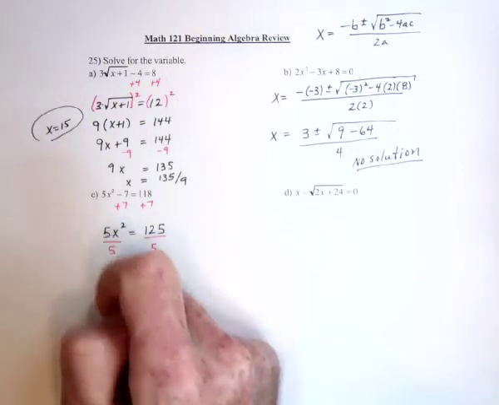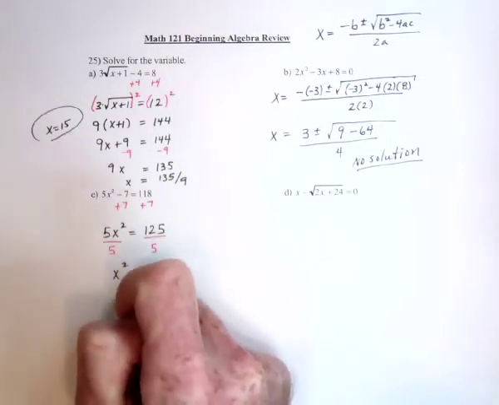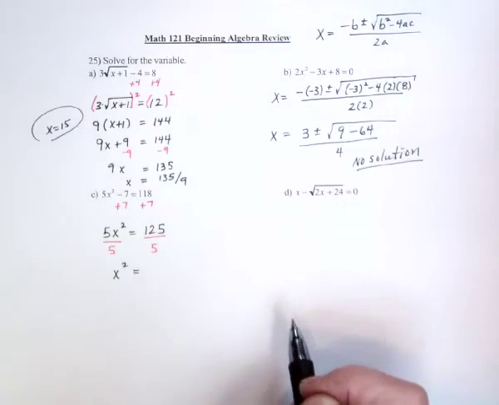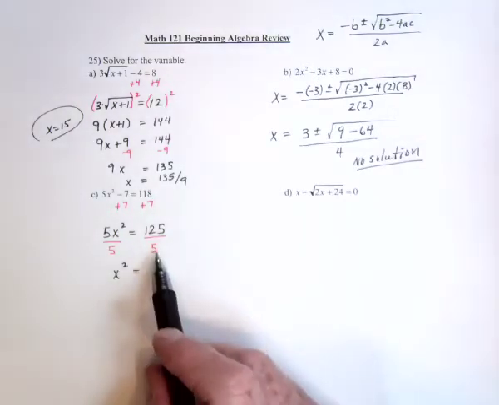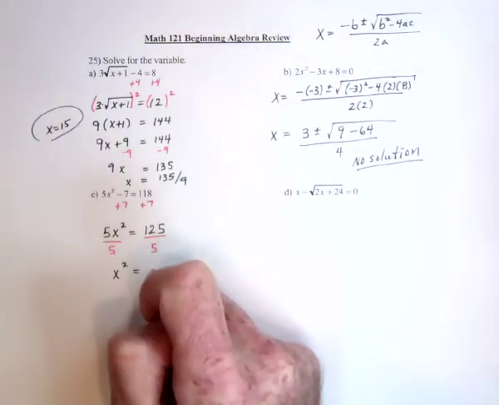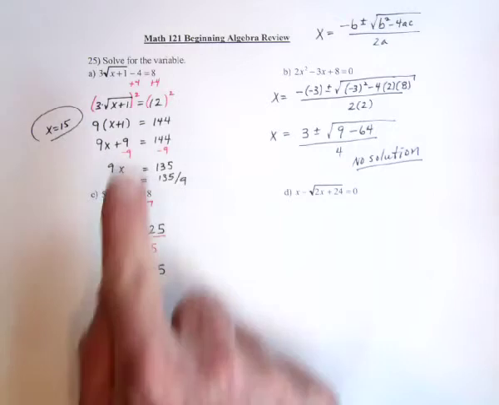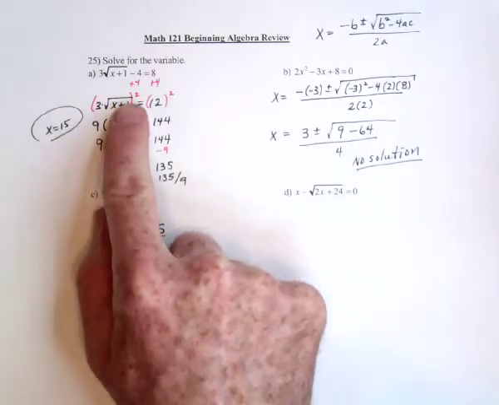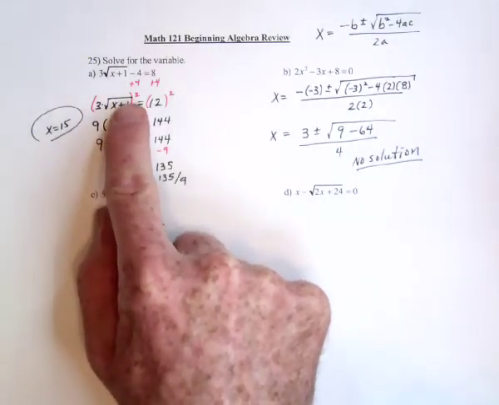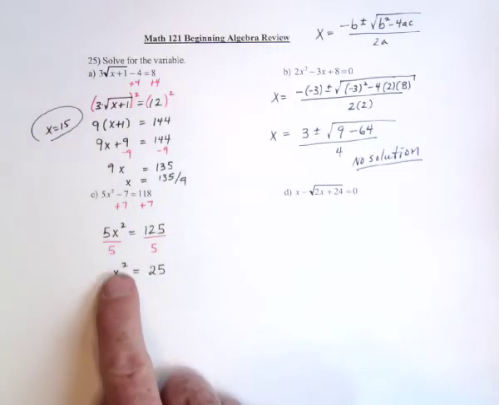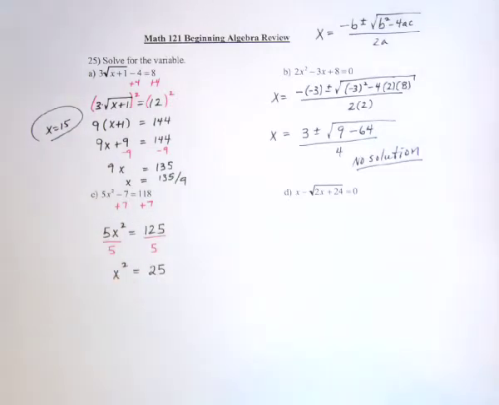So over here, the 5's cancel, leaves just x squared. And then 125 divided by 5, that's going to be 25. And then, if you look up here, the way to get rid of the square root is square. Well, the same thing can be used over here, except in the opposite order. To get rid of a square, you square root both sides.